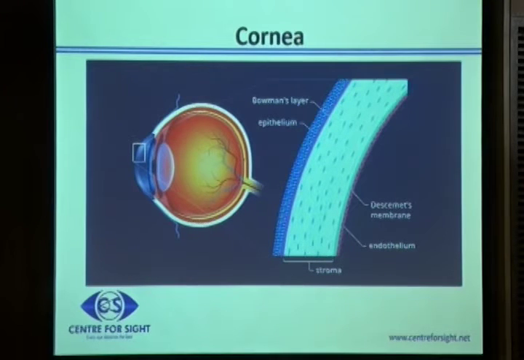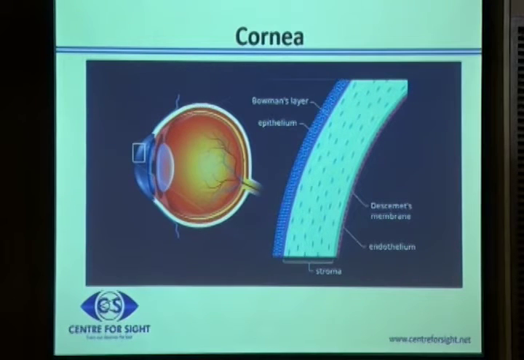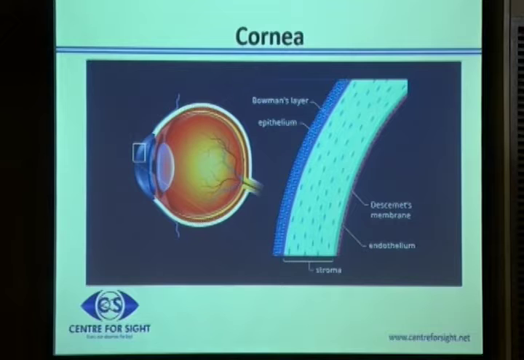It is made of 5 layers: the epithelium, which is about 50 to 60 microns thick, and this can regenerate and recover if it's damaged or abraded by injury. The next layer is the Bowman's layer, and then we have the stroma, which contributes the majority of the thickness. It is this parallel arrangement of the fibers of the stroma which maintains the transparency of the cornea and is hence responsible for good vision. And inside the stroma is the Descemet membrane, and the innermost layer is the endothelium, which has the pump which maintains the hydration of the cornea.